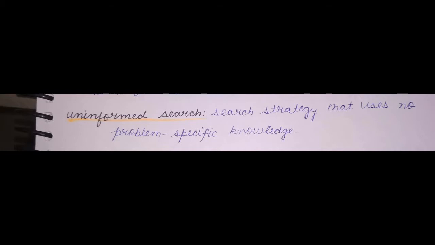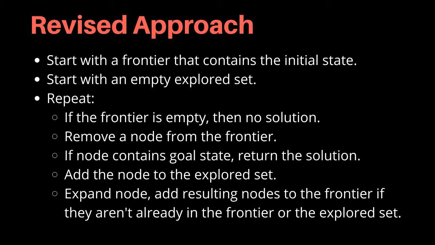The algorithm for such search goes as follows. Start with a frontier that contains the initial state. Start with an empty explored set and repeat. If the frontier is empty, then there is no solution. Remove a node from the frontier. If node contains goal state, return the solution. Add the node to the explored set. Next, expand node. Add resulting nodes to the frontier if they aren't already present in the frontier or the explored set. This is the algorithm we follow.